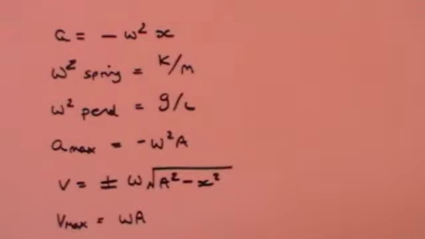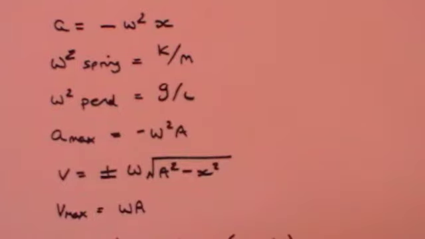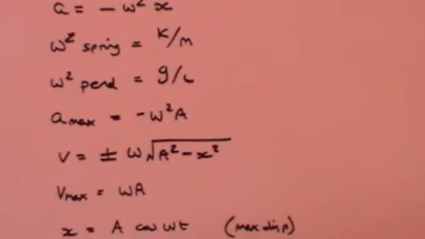Then for simple harmonic motion, we have that acceleration equals minus ω² times the displacement x. ω² for a spring is k, the spring constant, divided by m, the mass at the end of the spring. ω² for a pendulum is g, gravity, divided by l, the length of the pendulum. The maximum acceleration, which of course takes place when either the spring or the pendulum is at its maximum displacement, is minus ω²a, where a is the maximum amplitude.